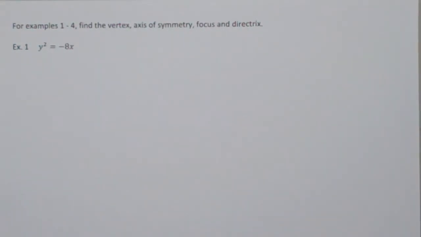In this first example, we need to find the vertex, axis of symmetry, focus, and directrix. One of the very first things I like to do when I'm trying to figure these things out with a parabola is figure out which way this thing opens. Is it up? Is it down? Is it left? Is it right? It's going to be one of those four things.